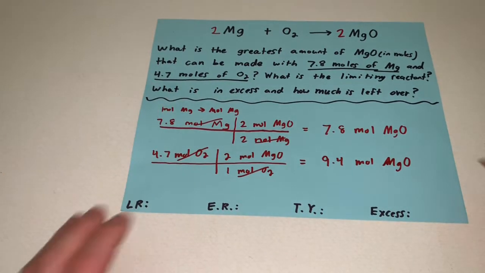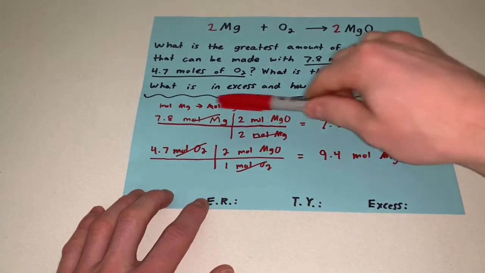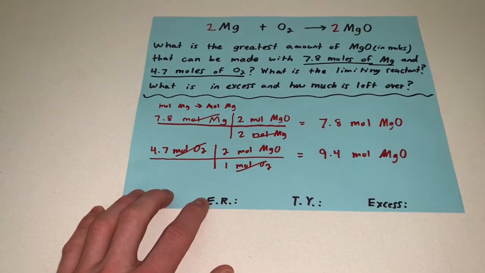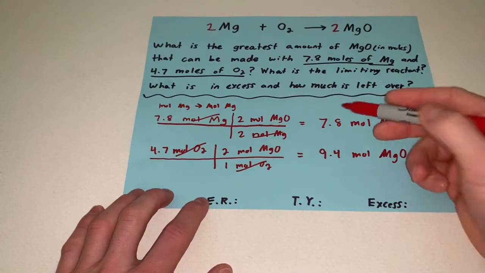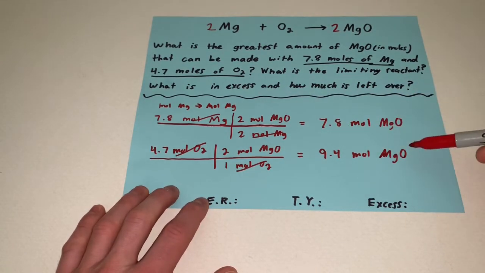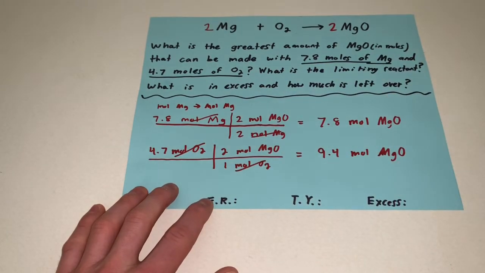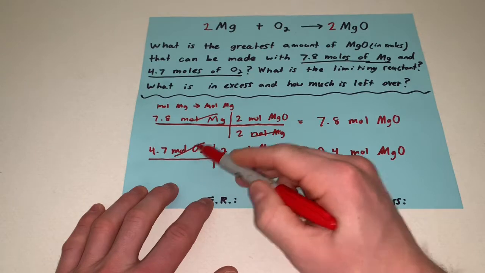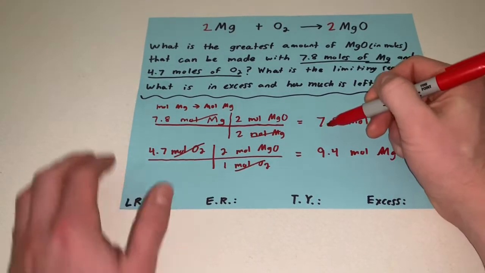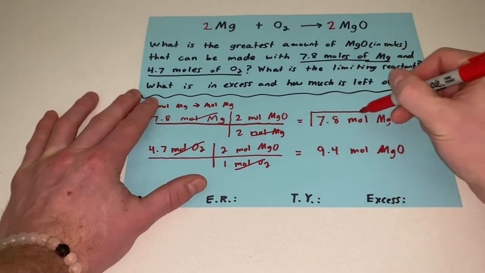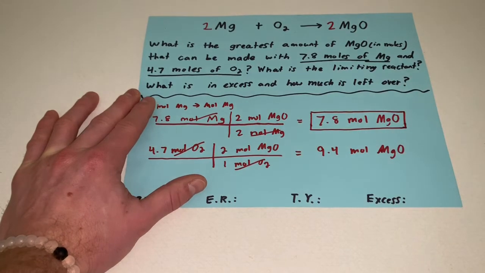So what you can see here is that we just did stoichiometry. Nothing new here, except for now we have two different answers. Now we want to compare these answers to see which one of these reactants, magnesium or oxygen, ran out first. The substance that's going to run out first is the one that's going to give us the smallest amount of product. So with 7.8 moles of magnesium, we were only able to produce 7.8 moles of magnesium oxide. When we had 4.7 moles of oxygen, we were able to produce 9.4 moles of magnesium oxide. So your limiting reactant is always going to come from the reactant that produces the least amount of product.